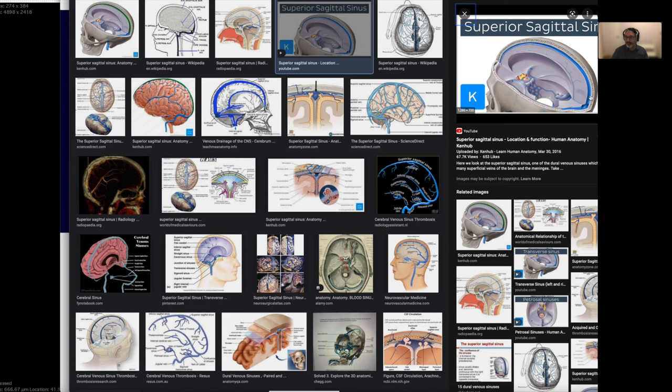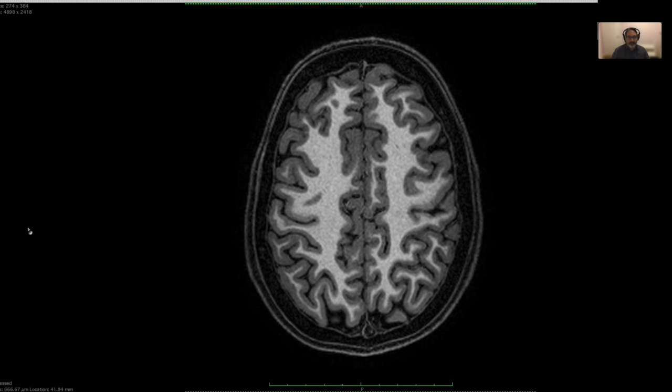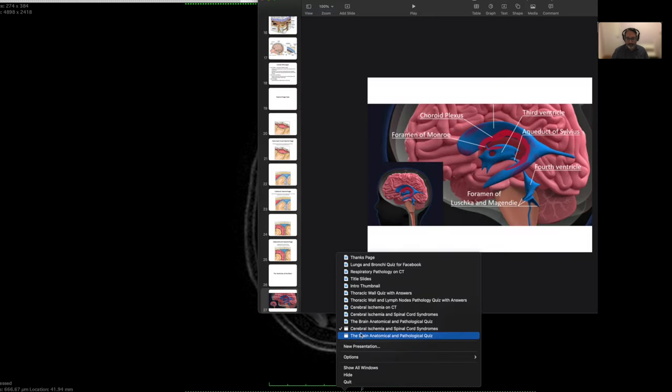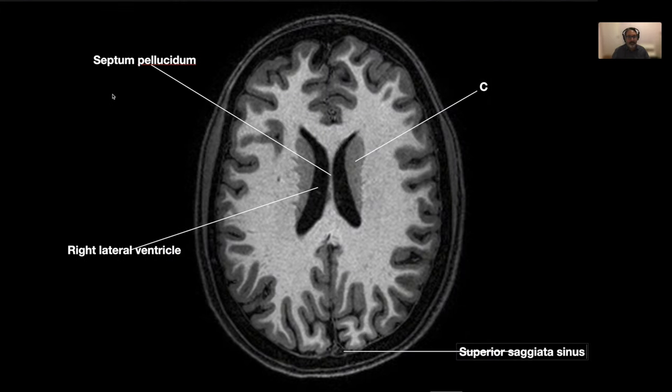Yes, you'll keep finding it. So the superior sagittal sinus continues until the confluence of sinuses, and then they become the transverse sinuses. So in all cross sections of the brain, like here, you will see the superior sagittal sinus. So, that's not it. It is this one. No, that's not it either. It is this one. Okay, so yep. That is the superior sagittal sinus.